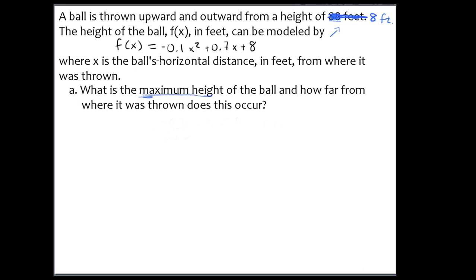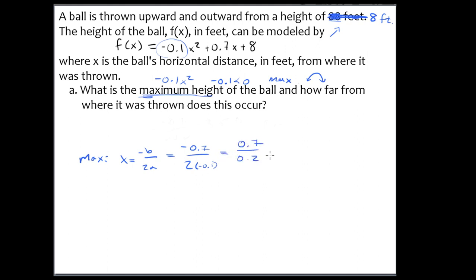Do we know that it's going to be a maximum? Yeah. Negative 0.1x squared, negative 0.1 is less than 0. It's got a maximum. It's going to be that kind of downward opening parabola. So for the max, we're going to find, again, x is equal to negative b over 2a. So that's negative 0.7 over 2 times negative 0.1. So that's 0.7 over 0.2, or 7 over 2, 3.5 feet. Cool. And then we've got to figure out f of 3.5.